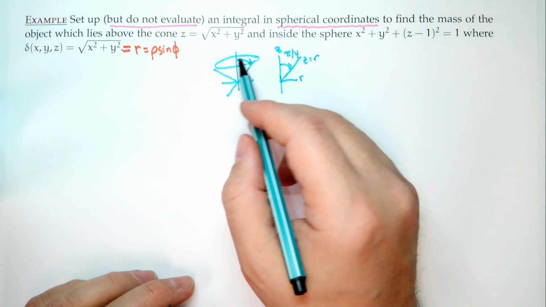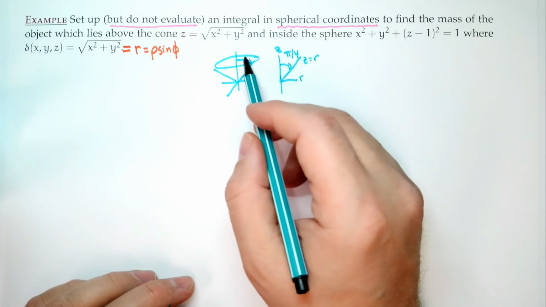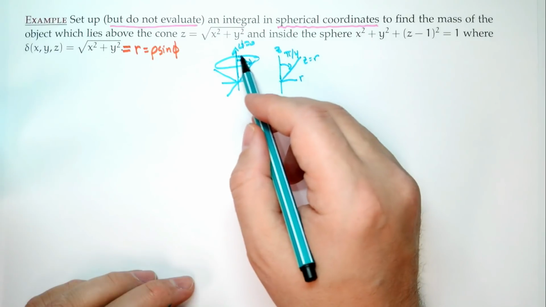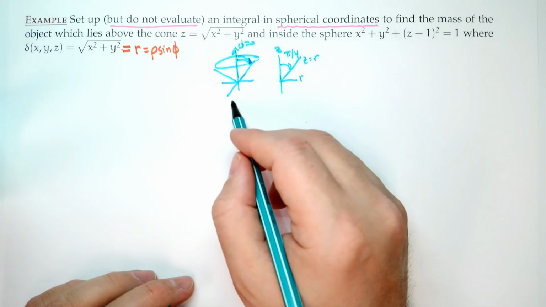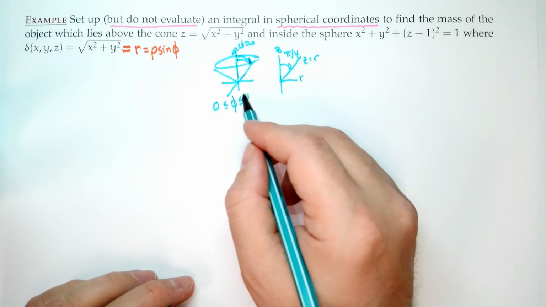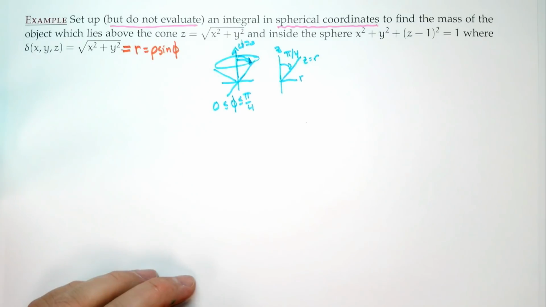So in particular, if we want to be above this cone, phi equals 0 is straight up, and then as we come over here, phi equals pi fourths. So to be above this cone tells us that we better have phi between 0 and pi fourths. All right, so that's our cone.